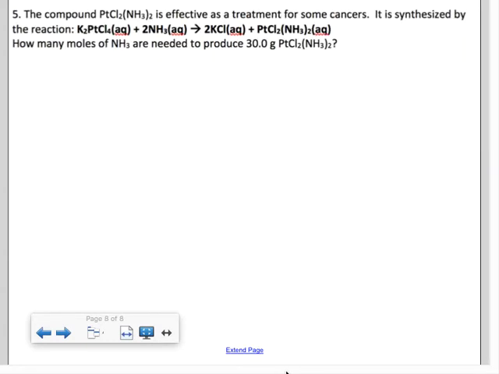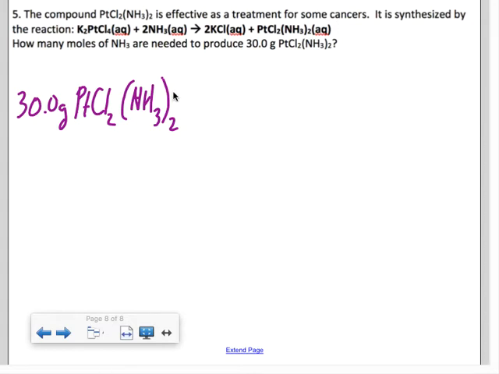All right, final problem. I don't even know how to name that, but it's a treatment for some cancers. It is synthesized by this following reaction. How many moles of NH3 are needed to produce this compound that's used in the treatment of cancer? So, you start with what you're given. In this case, you are given 30 grams of this compound, Pt Cl2 (NH3)2.